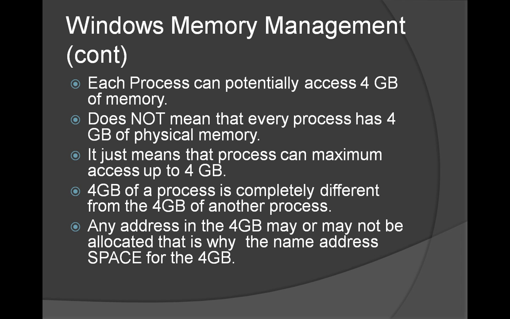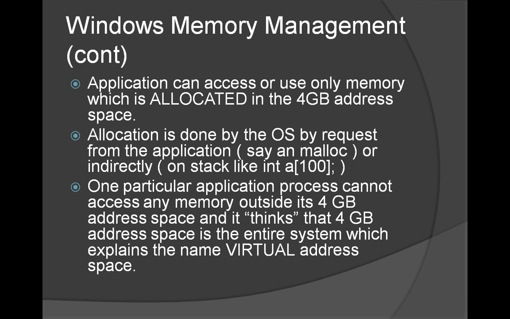The unallocated space is what we were seeing with the question marks, which means there is no RAM or physical memory associated with that particular address. We assume that we don't have any virtual memory or page file. In our case, allocation means the RAM. So an application can access or use only memory which is allocated in the 4GB address space. Allocation is done by the operating system at the request of the application, say a malloc, or indirectly on the stack, an array of 100 integers. One particular application process cannot access any memory outside its 4GB, and it thinks the 4GB address space is the entire system, which explains the name virtual address space.